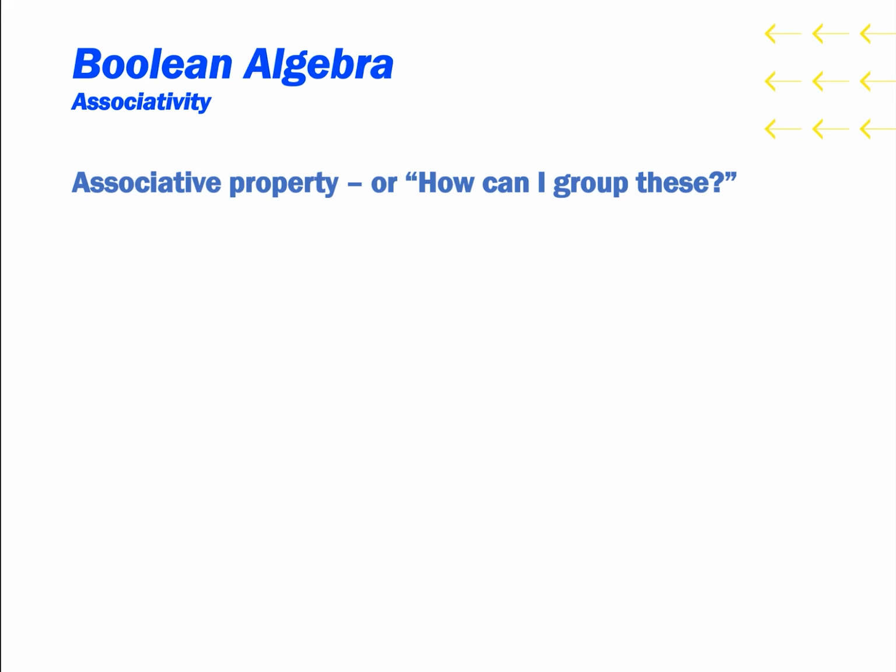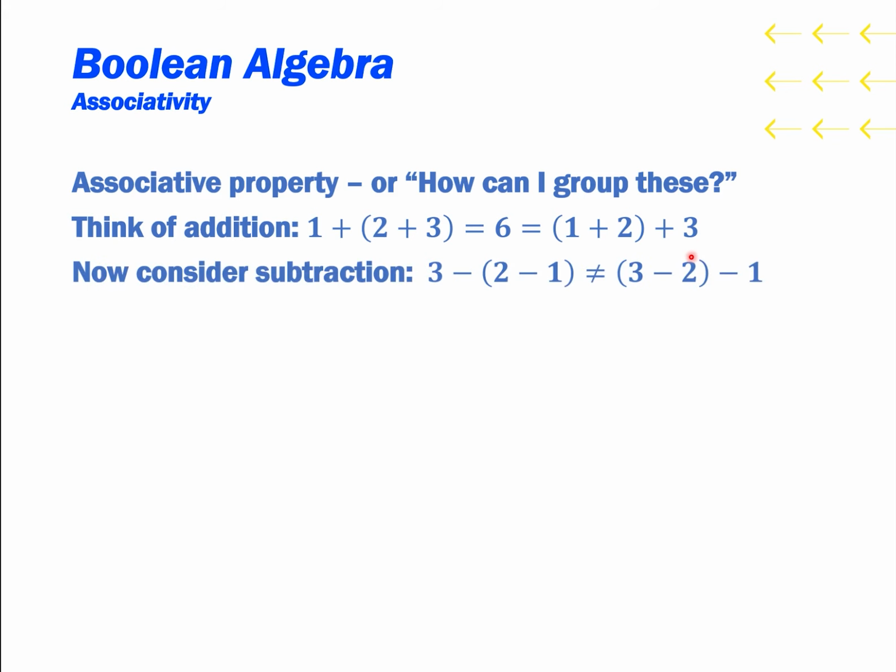The first thing we're going to look at is the associative property, but you can think of that as how can I group these terms. If you look at addition, the expression 1 plus 2 plus 3 will give you the same answer if you do the 2 plus 3 first or the 1 plus 2 first. But if you consider subtraction, 3 minus 2 minus 1 will differ if you do the 2 minus 1 first before the 3 minus 2. That is because addition is associative while subtraction is not.